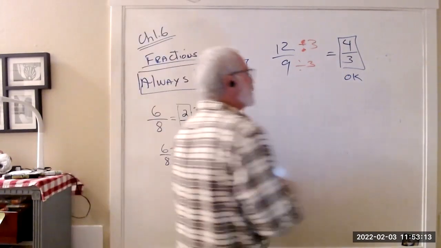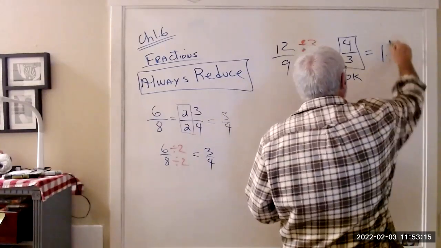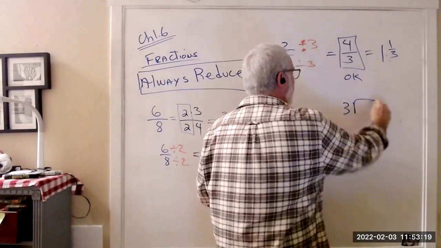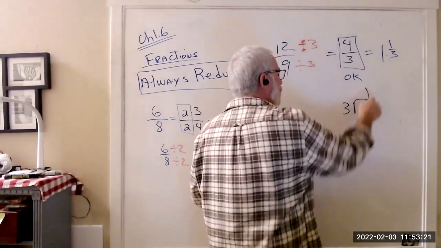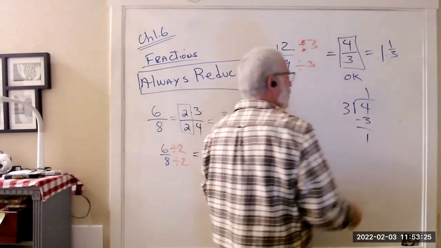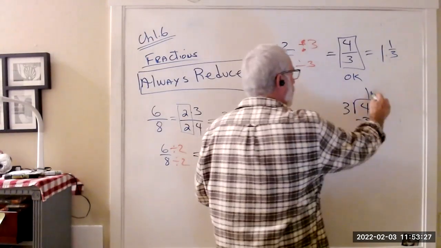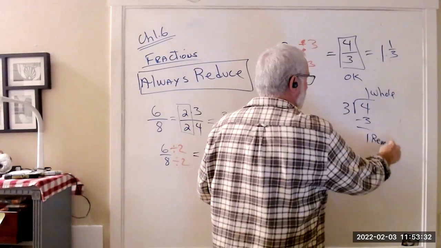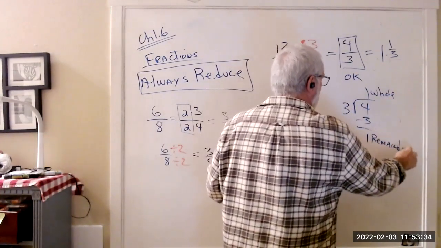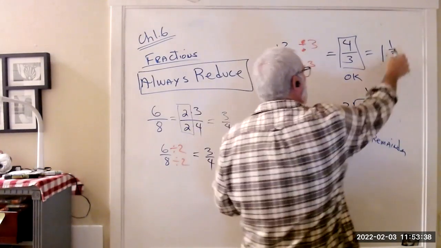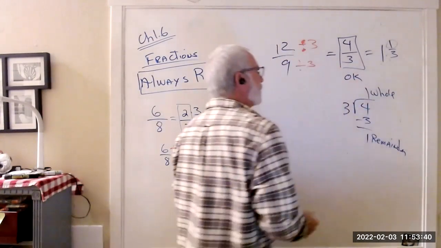It stands for 1 1/3. How do we get that? We divide 3 into 4. 3 goes into 4 one time. 1 times 3 is 3. Subtract, we get 1. So it went 1 whole time, and this is the remainder. So that's the 1 whole, and that's the remainder up there.